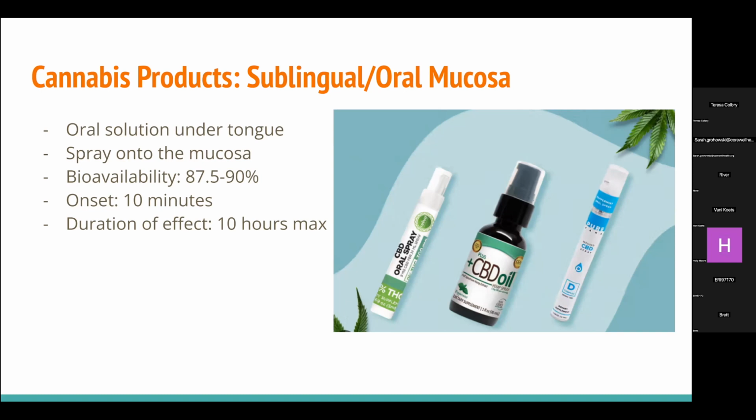Pros for this form of product include a fast onset of action. It avoids the adverse effects with smoking or vaping products, and it can be used in patients with swallowing difficulties. These products do tend to taste pretty bad, and there's potential for user error if they're swallowing the products instead of letting it absorb completely under the tongue around the mucosal surface.